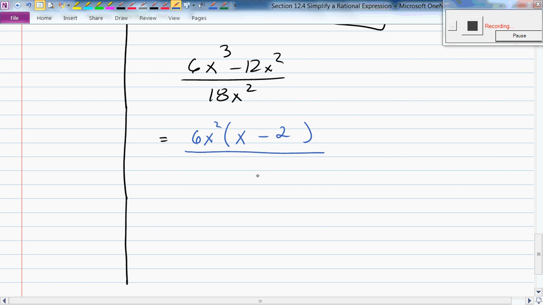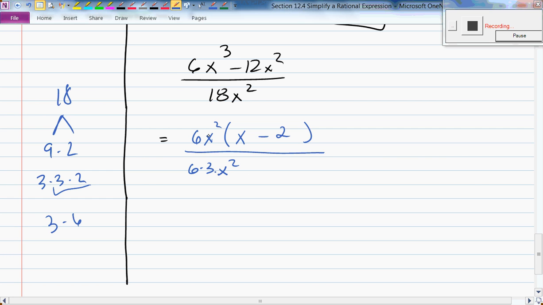On the bottom, can I factor an 18x squared? Yes, I can. I can factor the number 18. How do I factor the number 18? Factor 18 for me, guys. Okay, 9 times 9 is not 18. Okay, all right, 9 times 2. Okay, good. So 3 times 3 times 2. All right, good. But there's a 6 on the numerator, so could I say maybe 3 times 6? Can I do that? 6 times 3 times x squared.